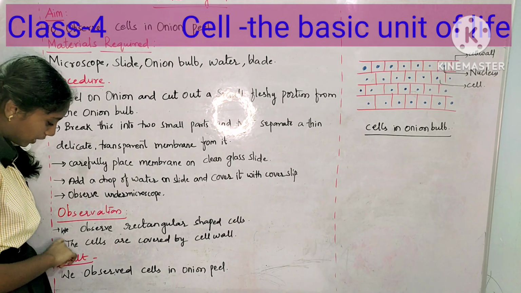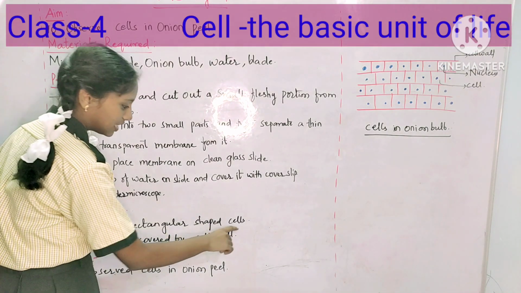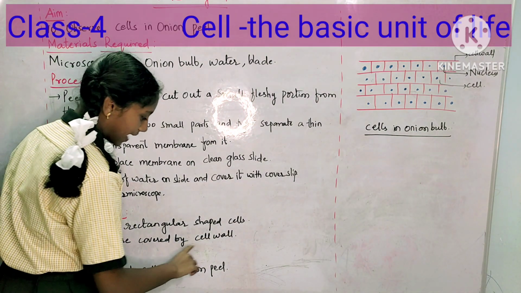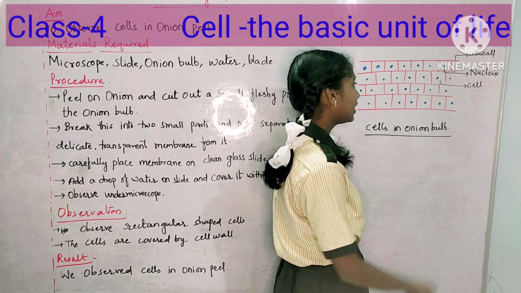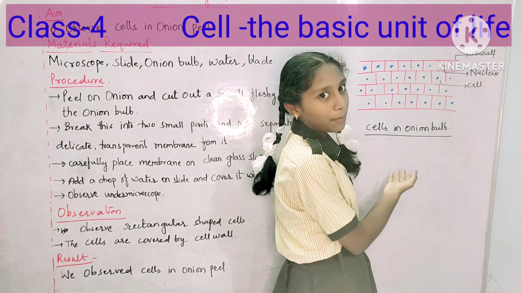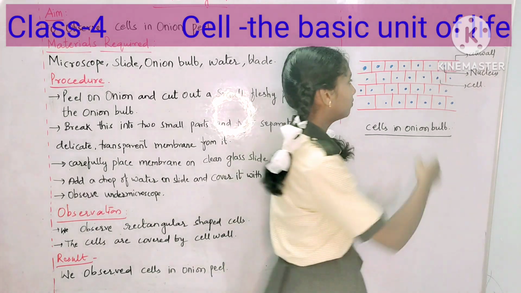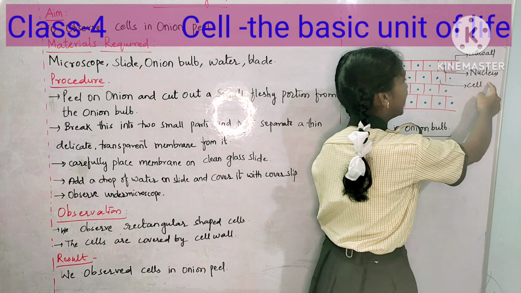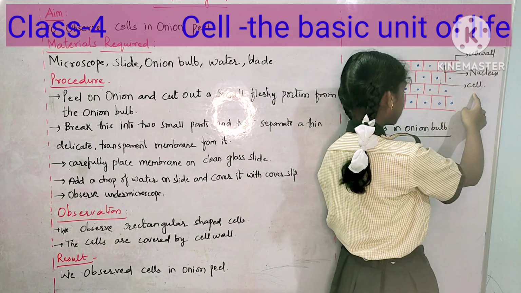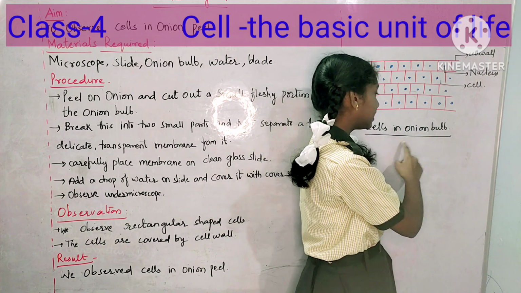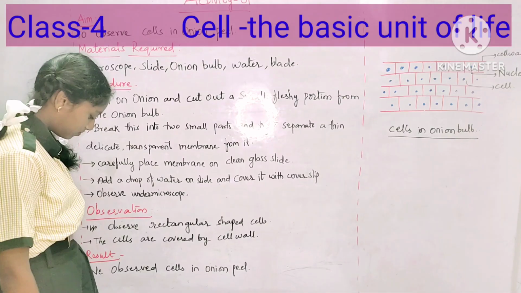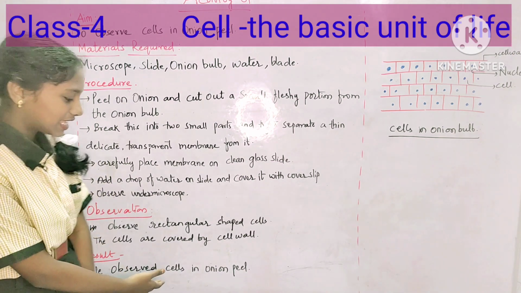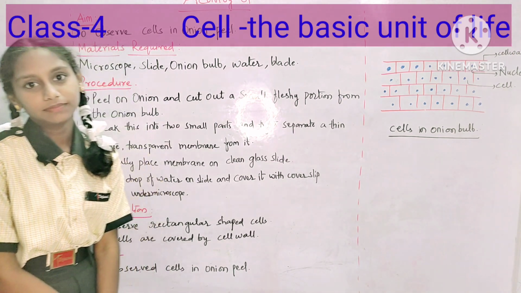Under the microscope, we observed rectangular shaped cells. The cells are covered by a cell wall. Here are the cells seen under the microscope: cell wall, nucleus in the middle. Cells in the onion bulb. At last, the result of the activity is that we observed cells in the onion bulb.